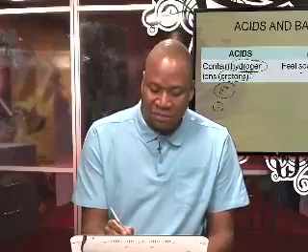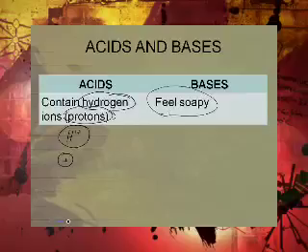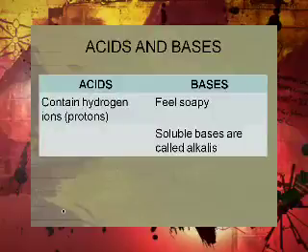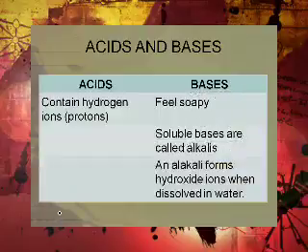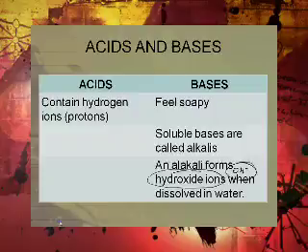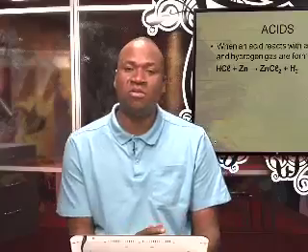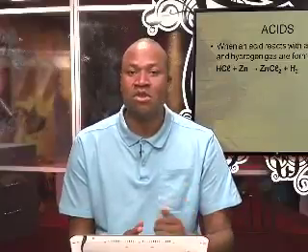On the other side, we've got bases, and we know they feel soapy, and they are soluble. These soluble bases are called alkalis. Like I said earlier on, it's the alkalis that dissolve in water and give you those ions and make these bases able to conduct electricity. An alkali forms hydroxide ions when dissolved in water. And what are hydroxide ions? Hydroxide ions are the OH- ions. And of course, those are the ions responsible for the conduction of electricity in solutions of bases.